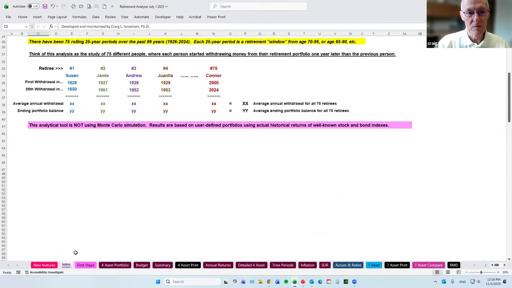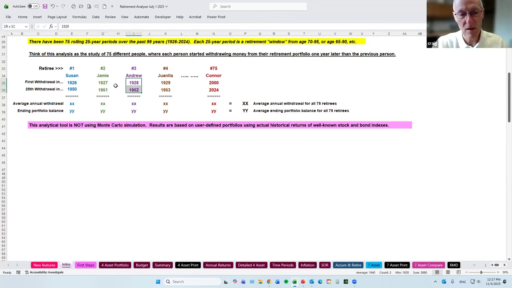We've got 99 years of data. In 99 years, that's 1926 to 2024, there are 75 rolling 25-year periods. The way I would like you to think about it is that in the first rolling 25-year period, from 1926 to 1950, that's when Susan was withdrawing money. That's her 25-year period. The next was Jamie, pulling money out from 1927 to 1951. Then Andrew from 1928 to 1952.